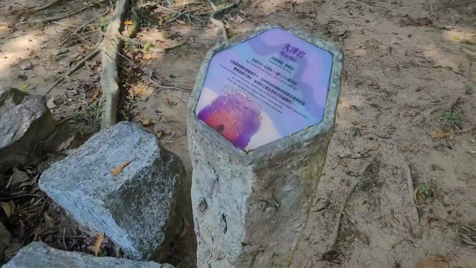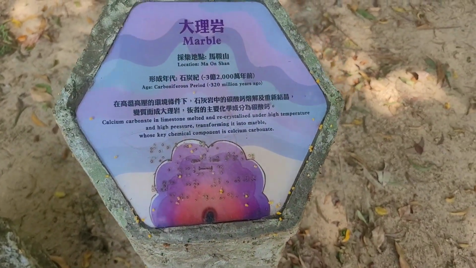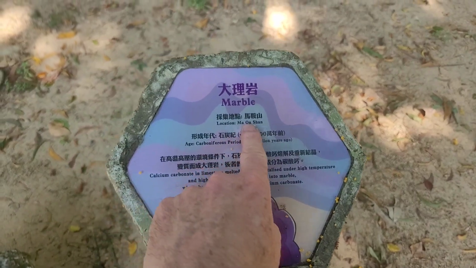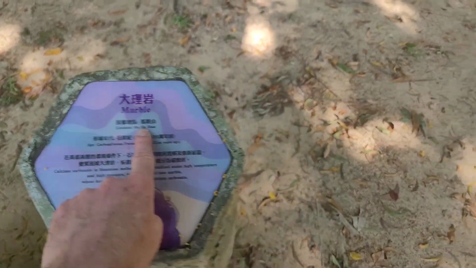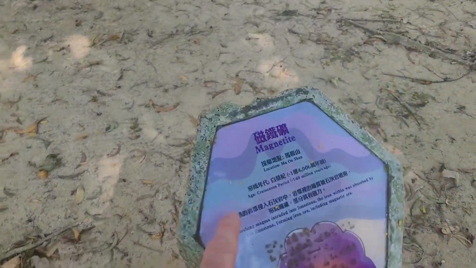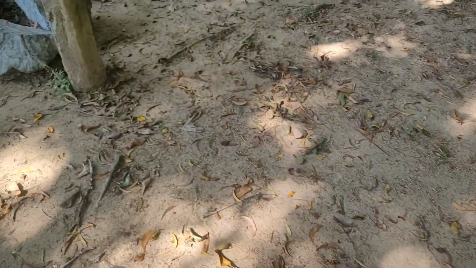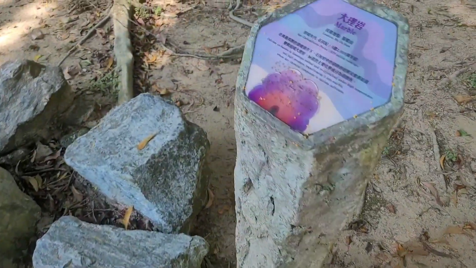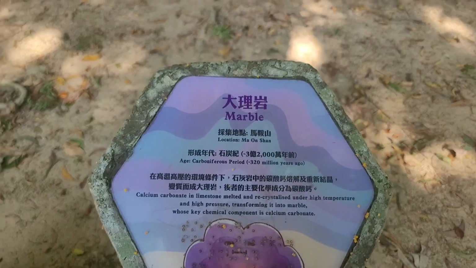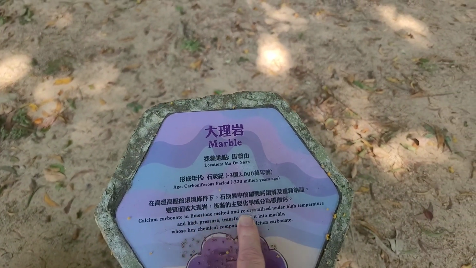Okay, the next one, it's marble. 320 million years ago, but it doesn't say where. Oh yeah, no, Ma On Shan. Where did the first one come from? Oh yeah, Ma On Shan. So I think this is during the third stage of magmatic intrusion that happened in Hong Kong.